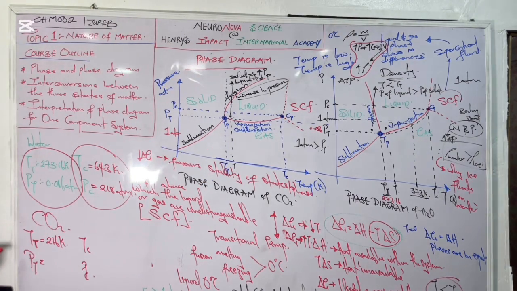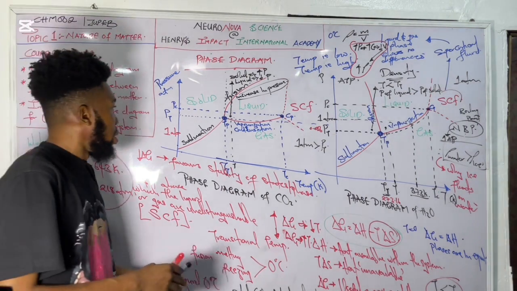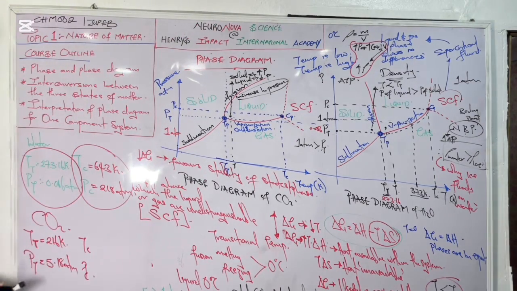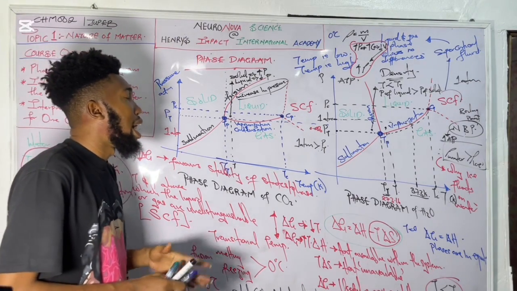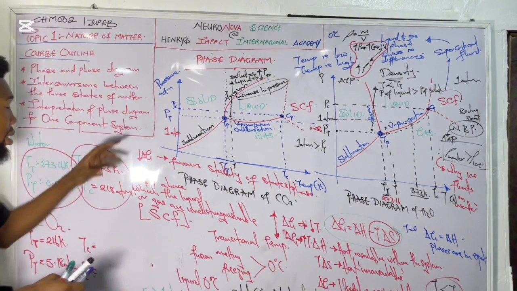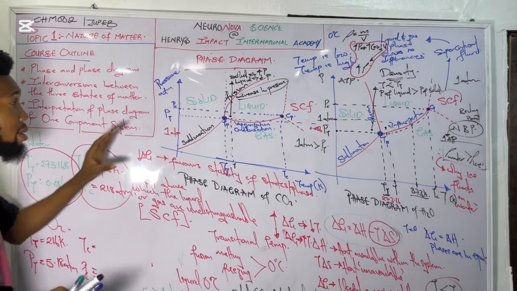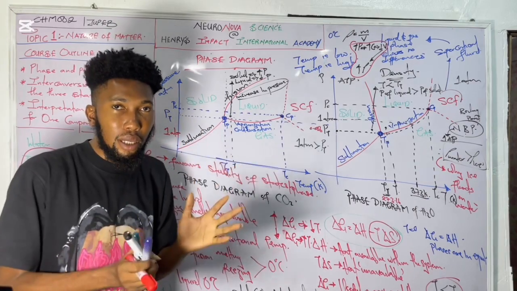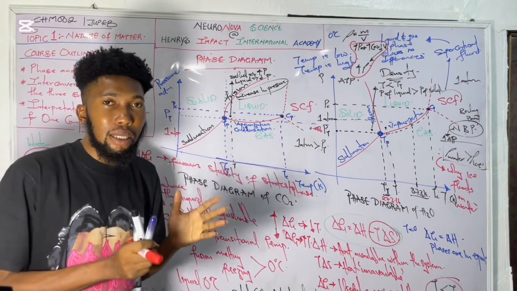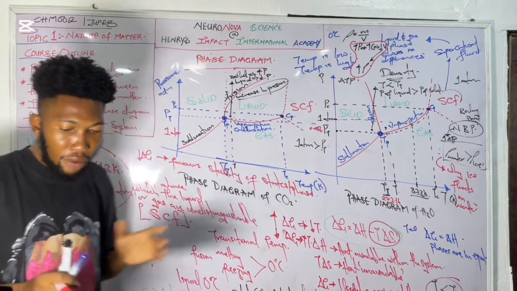Now, the triple point pressure is 5.18 ATM. So that's it. They will come here. So what are we trying to say? We're trying to say that when you are at 5.18 ATM and 216 Kelvin, carbon dioxide exists in the 3 states at equilibrium. They will be at equilibrium, existing in the 3 states of matter, and that's very, very key.